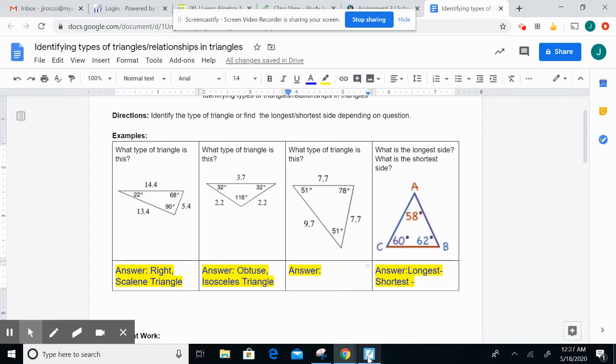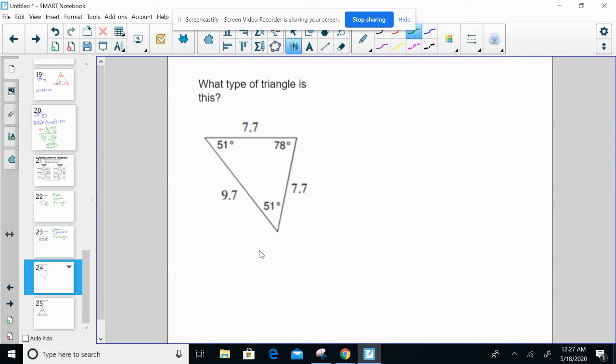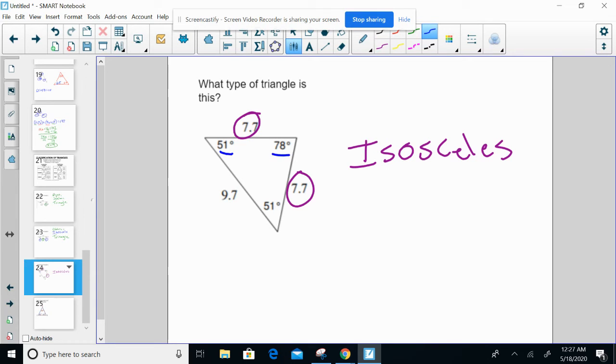All right, third one. So let's look at the sides. We have two sides that are the same, again, so it is isosceles. So in terms of the sides, it's isosceles, two sides that are the same. And then angles, 51, 78, 51. They're all less than 90, so it is acute. All three are less than 90. It is acute isosceles.